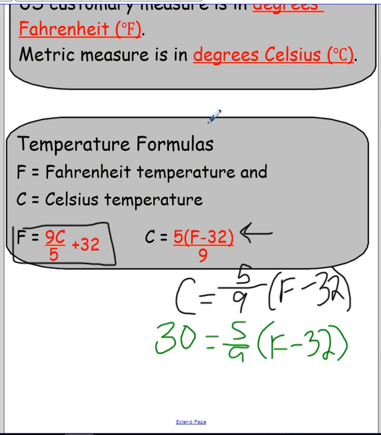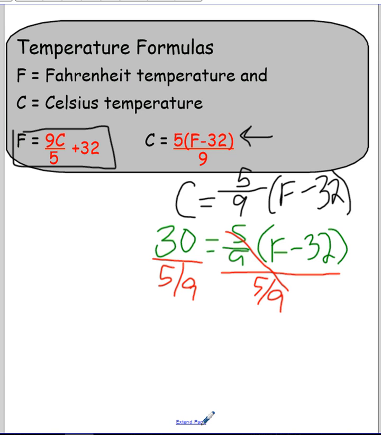To solve it, first, get rid of the fraction by dividing it off. So again, you have to do it to the other side as well. Don't distribute that fraction, it just makes more work for you. So take 30 and divide it by 5/9. When you do that, you get 54.